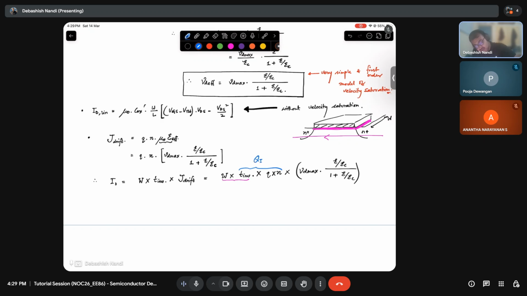This is Qi. Per unit area means what? Per unit WL, right? If you are not comfortable with this, let me know at this moment only. So Q times N is volume inversion charge density, times this thickness T inversion, will give you per unit area charge density.